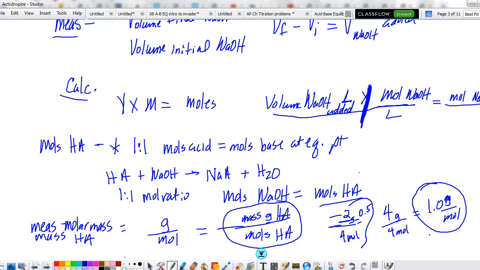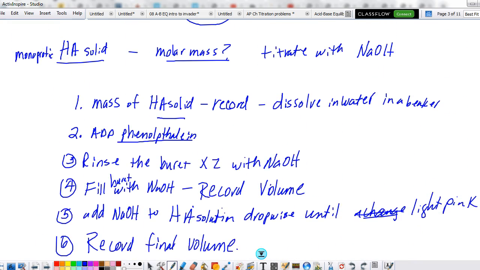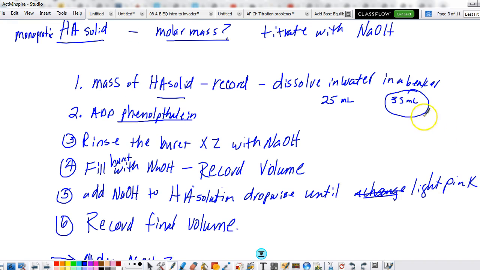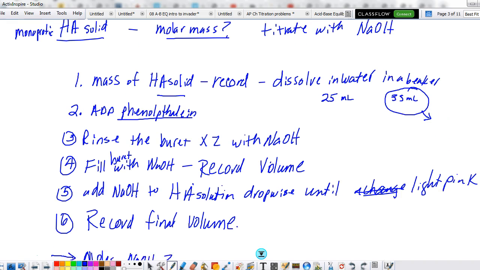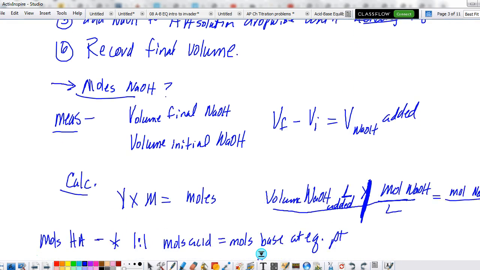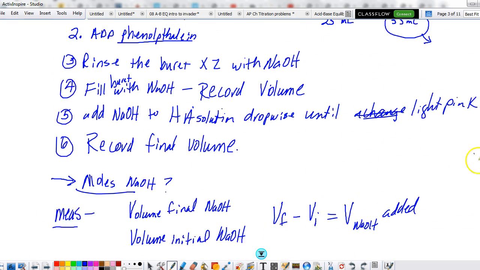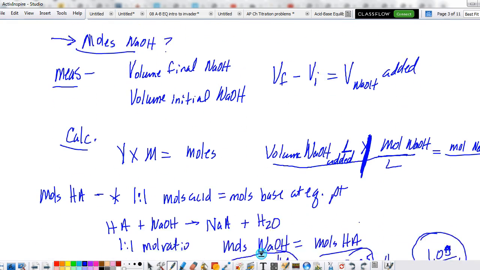Okay, now, what if the procedure called for 25 milliliters of water to dissolve the acid, but the student used 35 milliliters of water? So what if they used too much water? What effect would that have? Well, where did we use this? Let's go find where we used these milliliters of water. The milliliters are the volume of the acid. So this would be the volume we put the acid in.